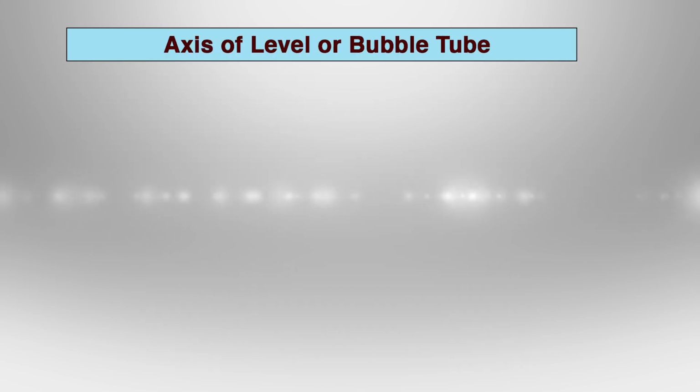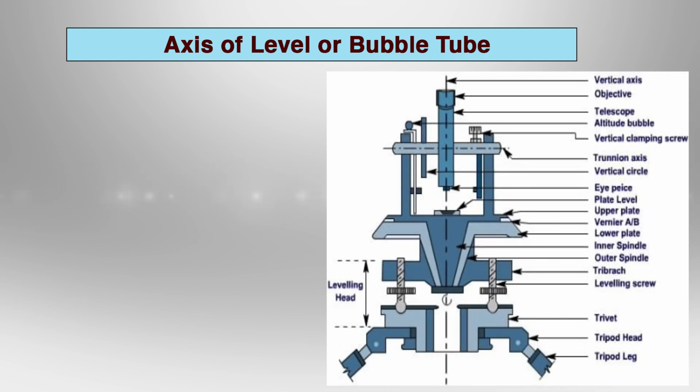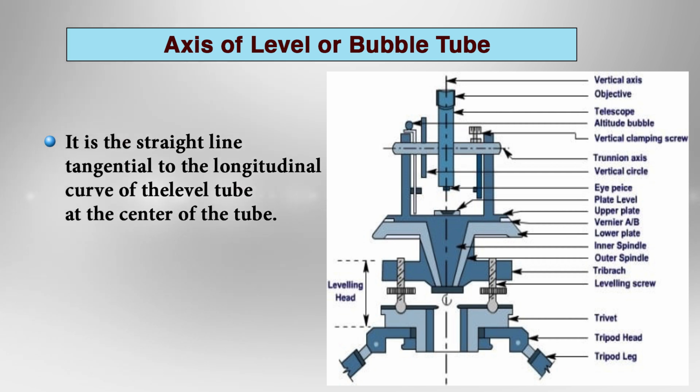Now, coming to the axis of level or bubble tube. For illustration, we are showing a picture of a bubble tube on the screen. We look into the bubble tube. As we can see, there are some graduations marked on the tube. For the line of sight to be perfectly horizontal, as desired in the case of a theodolite, the bubble should be at the center of the run.